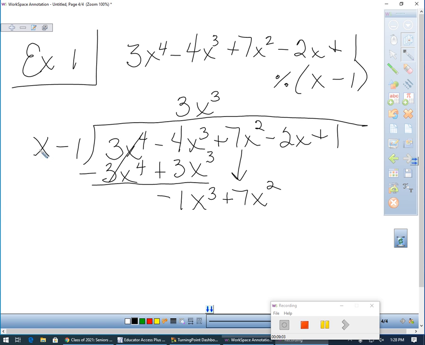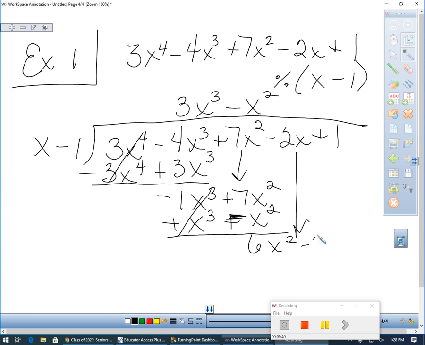All right, what times x is going to give me negative x to the 3rd? Negative x squared, right? Negative x squared times x is negative x to the 3rd. Negative x squared times negative 1 is positive x squared. Draw my line. Change my signs. My negative x to the 3rd and positive x to the 3rd cancel. I have 7x squared minus x squared is 6x squared. Bring down my minus 2x.